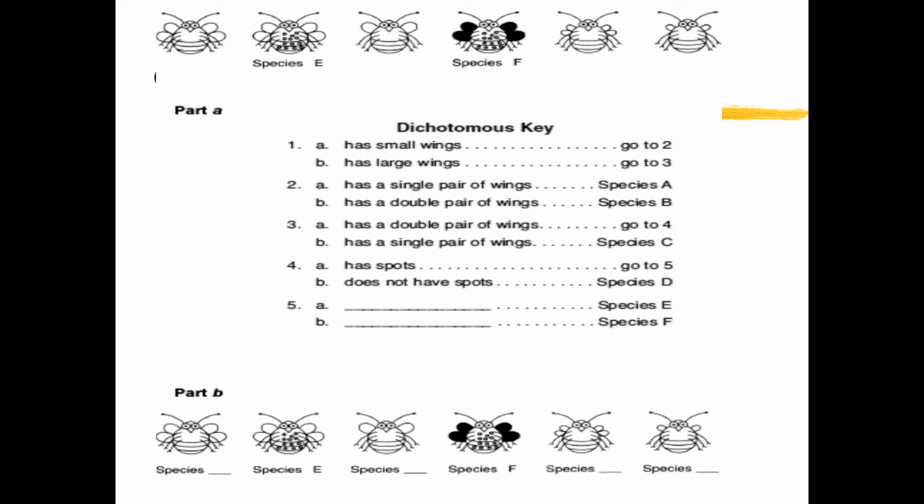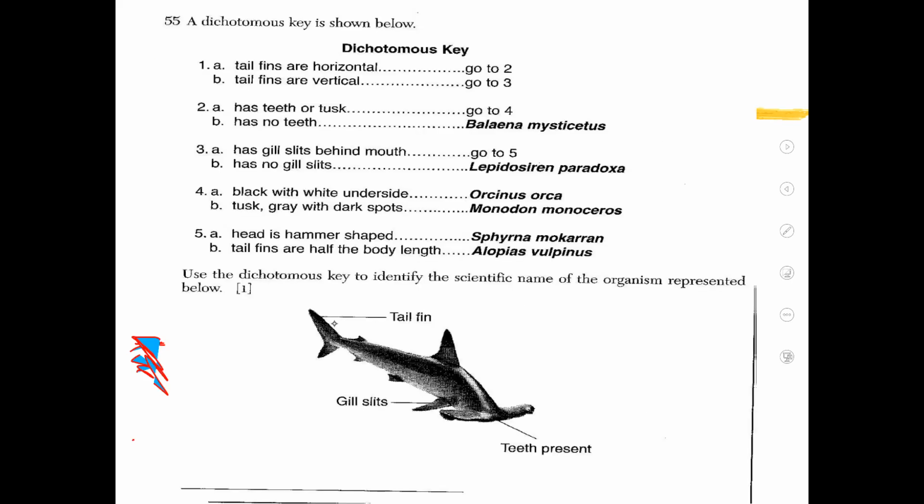3, it has a double pair of wings or it has a single pair of wings. I would say that it has a double pair of wings, so we're going to go to 4. Does it have spots or no spots? It does not have spots, so it's species D. That should be pretty simple on how that works. And it's giving you all the names to work through.